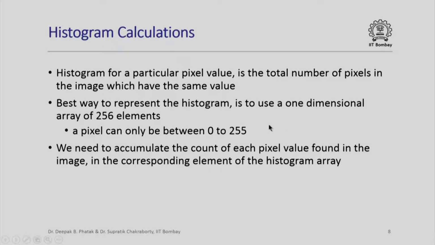Now, in order to perform these histogram calculations, what we need to do is find out how many pixels exist in the image which have the same value. The best way to represent such a count is to accumulate these counts in various array elements of a single array. Since there are possibly 256 values, the best way to represent the histogram is to use a one-dimensional array of 256 elements, because the pixel can only be between 0 and 255 for a grayscale or black and white image. All that we need to do is to accumulate the count of each pixel value found in the image in the corresponding element of this histogram array.